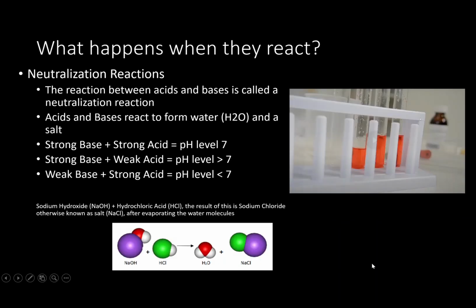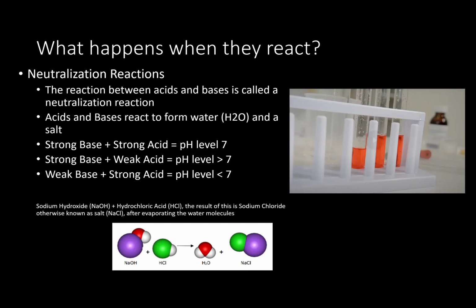So what happens when an acid and a base react? When they react, that's called a neutralization reaction. In a neutralization reaction, acids and bases react to form water, H2O, and a salt. The salt is formed between the cation in the base and the anion in the acid. So a strong base and a strong acid will cancel each other out evenly, and they'll have a pH level at 7, a neutral pH.